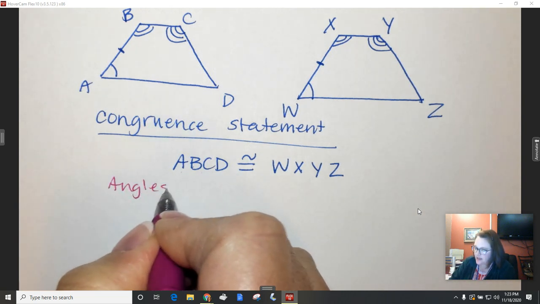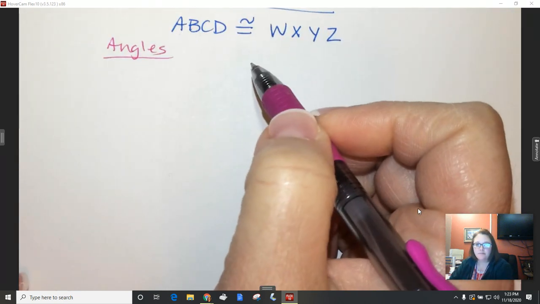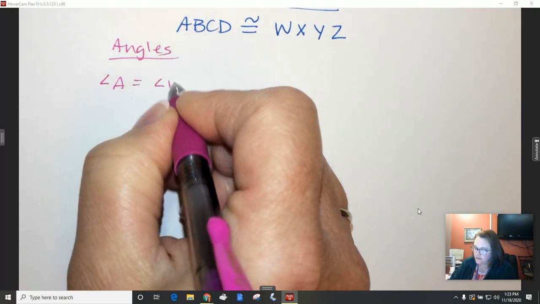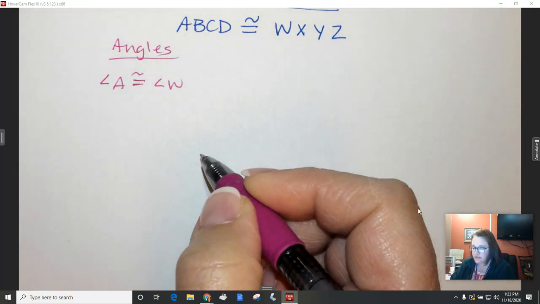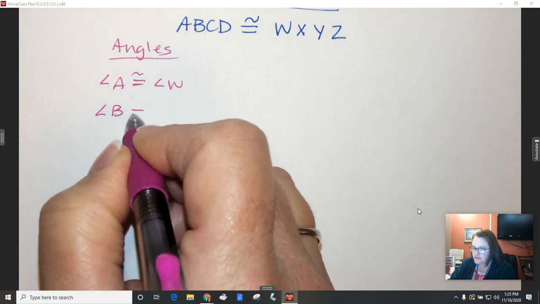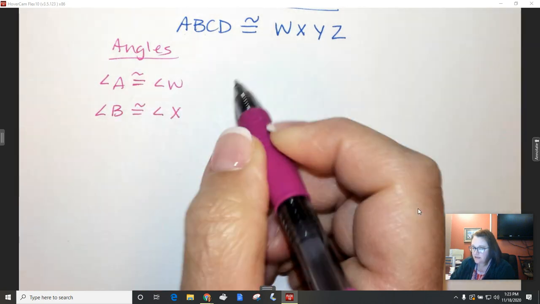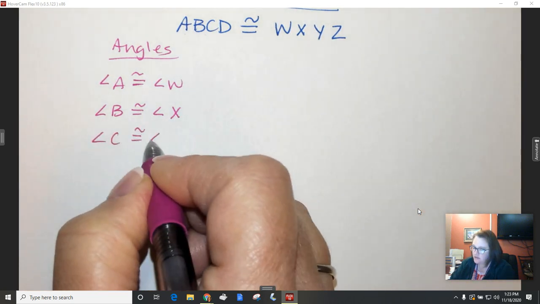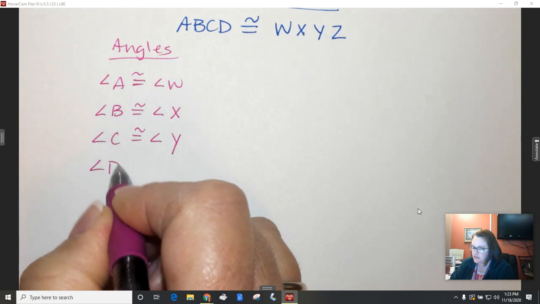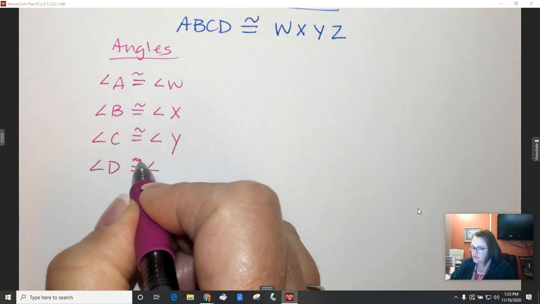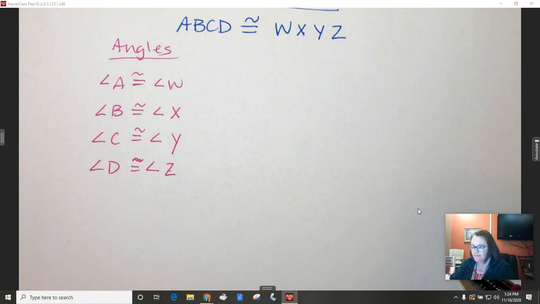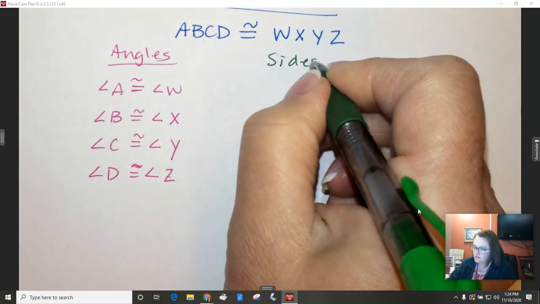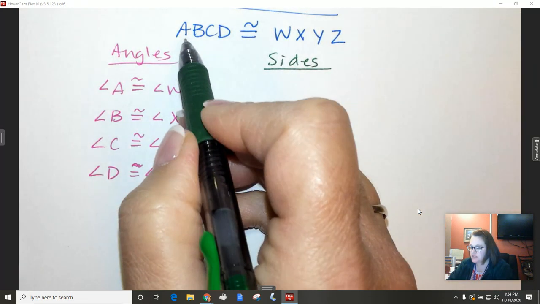So just looking at the names of the figures, we can see that angle A and angle W are going to be congruent angles, corresponding angles. Because they're in the same place in the name, they're in the same position, they are also going to be congruent. That shows that they are in the same position on the picture. Okay, we can do the same thing with the sides. Corresponding sides are going to be in the same position as well.